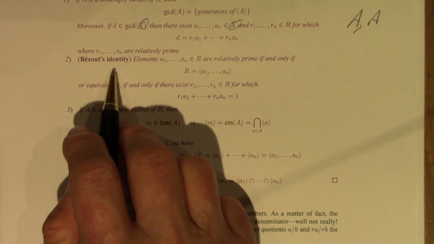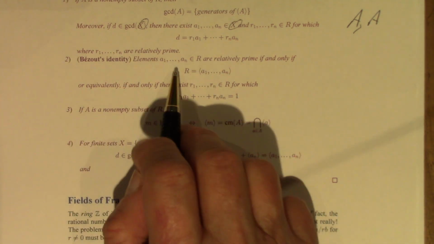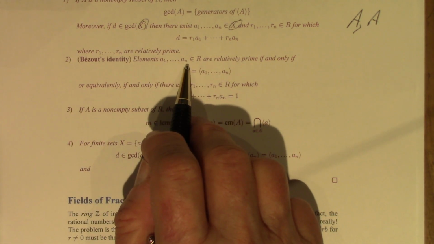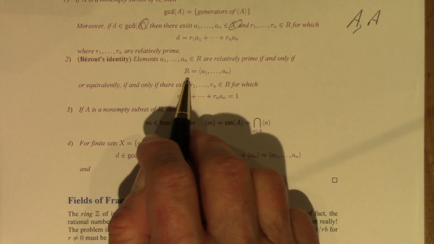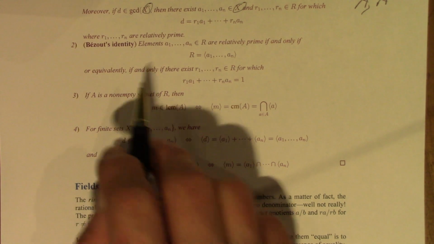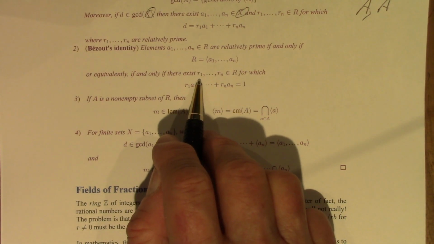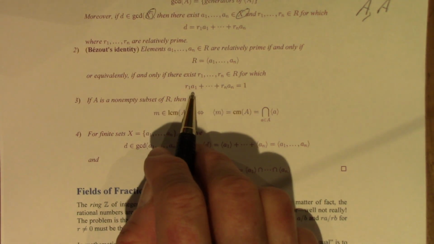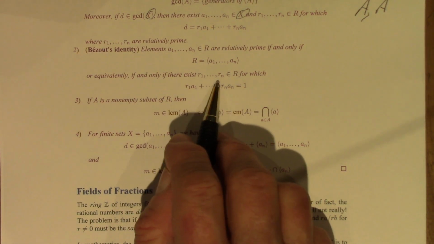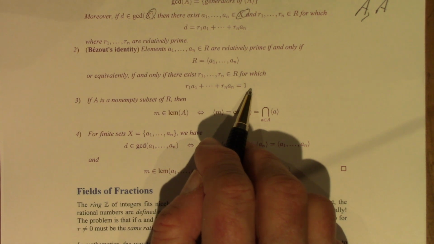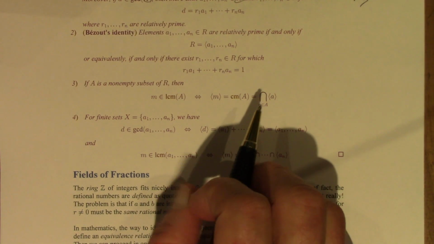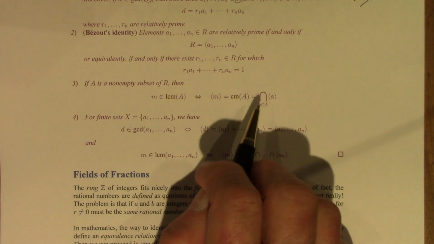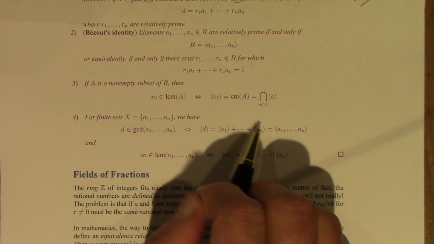This is Bezout's identity for principal ideal domains. Elements A1 through AN are relatively prime if and only if they generate the entire ring, the entire principal ideal domain, or equivalently, if and only if there exist elements R1 through Rn for which the linear combination with those coefficients is equal to 1. That should look familiar. If you've studied my other courses, we used Bezout's identity quite often for integers and mostly for integers.